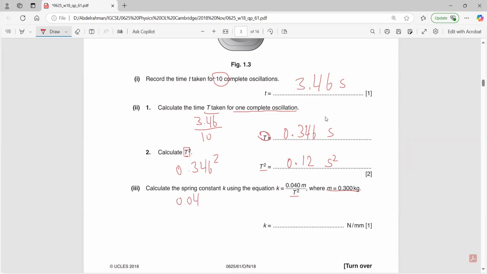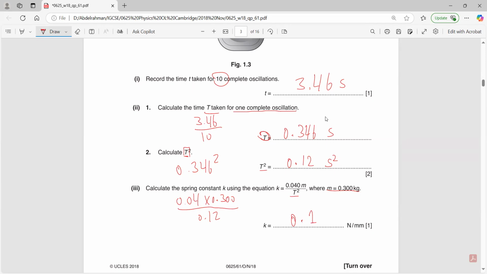0.04 times m, which is 0.3, so 0.300. Should I write it down as 300? It doesn't really matter. Over t squared. What's t squared? 0.12. The answer, if you use your calculator, would be 0.1. That's the answer.